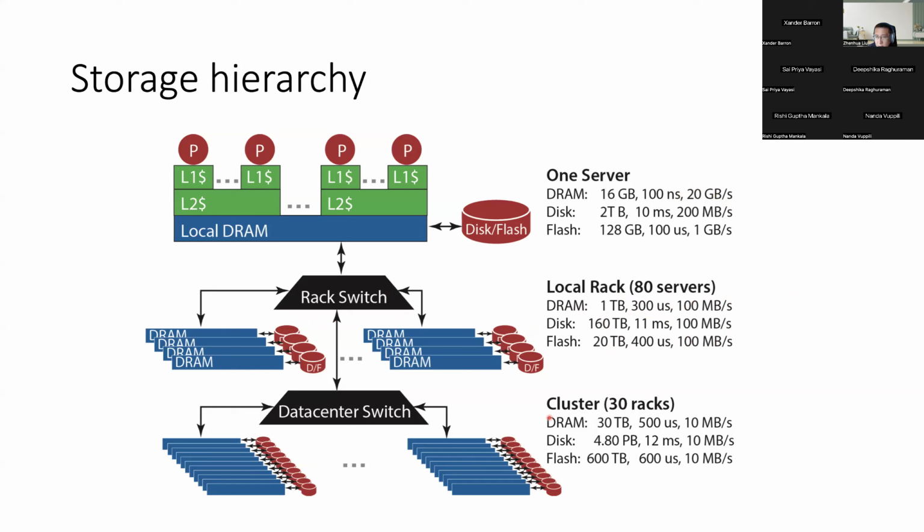If you go to a cluster, the cluster may have 30 racks. In that sense, you can access a huge amount of memory, 30 terabytes in this case. But the bandwidth is much smaller, and the latency also increases significantly. Similarly, the disk is really large, and the flash drive is something in between. This just gives you a high-level idea of how it differs at each level, whether you use the local server, the local rack, or the cluster.